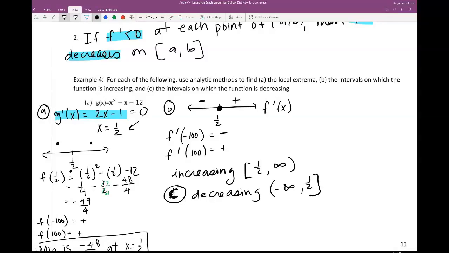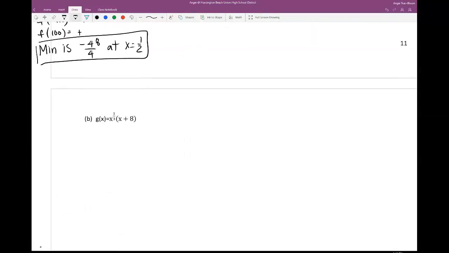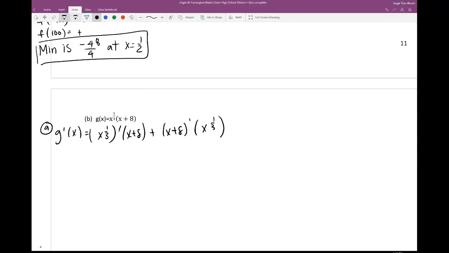Let's do B. Same question. So first I'm going to need to find the extrema. So here we go. I need to do the derivative. I'm going to use the quotient rule. So here we go. F prime of x equals x to the third, that's your u prime, times x plus 8, plus x plus 8 prime times x to the third. So this is going to be 1/3 x to the negative 2/3 times x plus 8. The derivative of x plus 8 is really 1, so that doesn't really matter because 1 times x to the 1/3 is x to the 1/3.